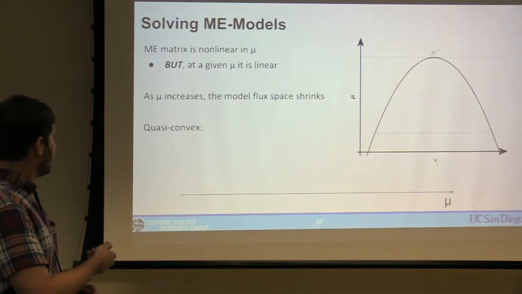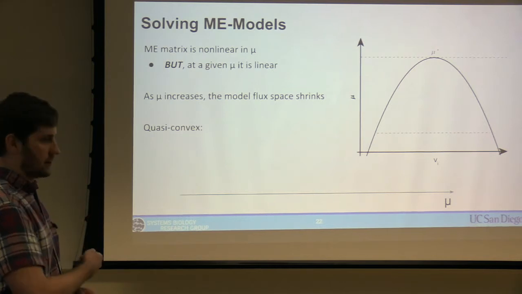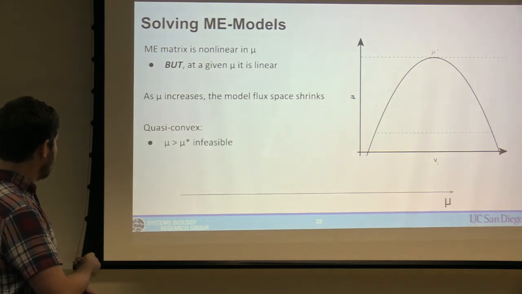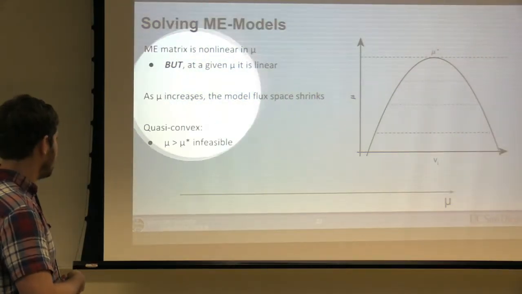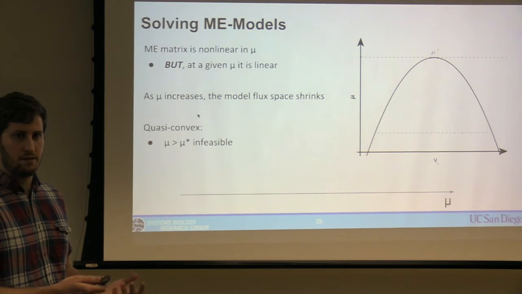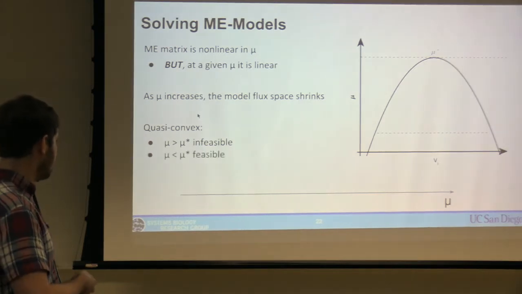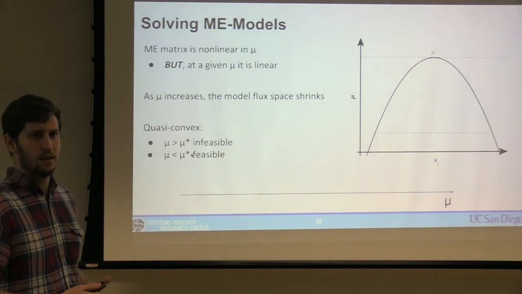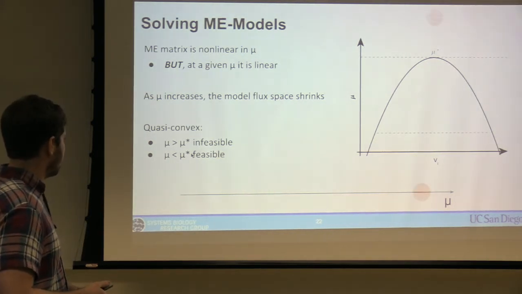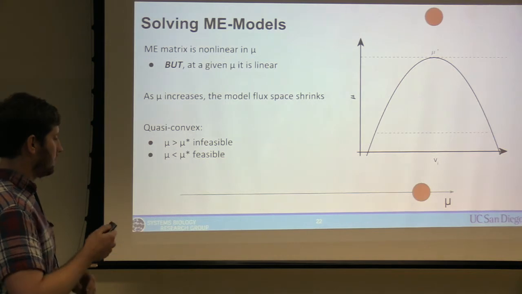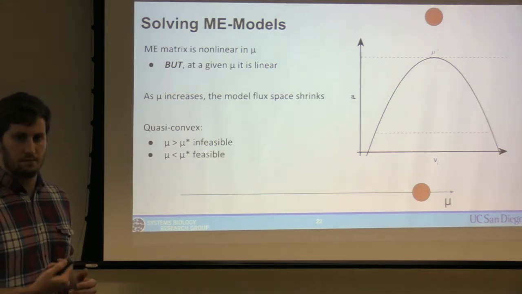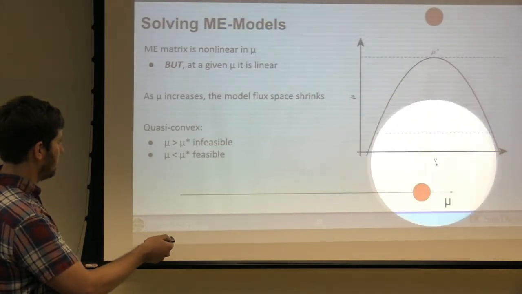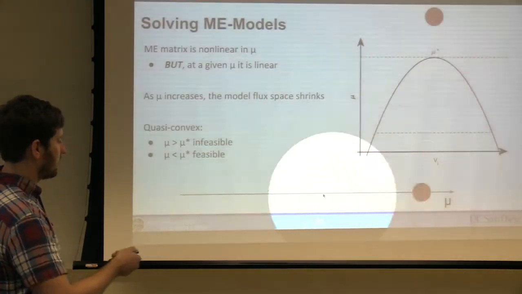Additionally, it's been shown that the ME model is also quasi-convex. What this means is that mu greater than the maximum feasible mu is obviously going to be infeasible, and mu less than the optimal growth rate value is going to be feasible. As a result, we use a binary search solving algorithm, which I'm going to show on both this plot here, in terms of reaction and growth rate, and just on a normal number line.